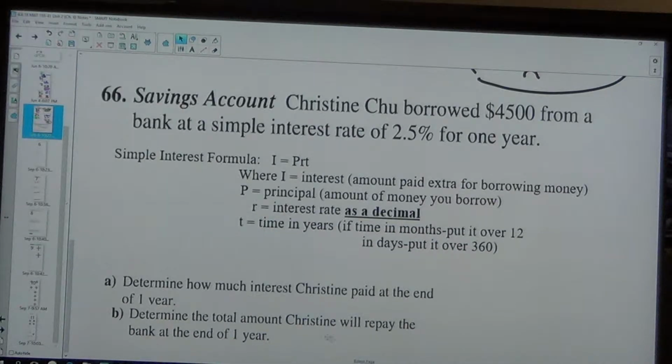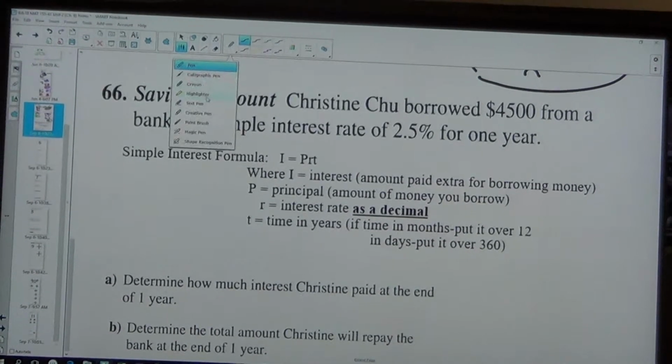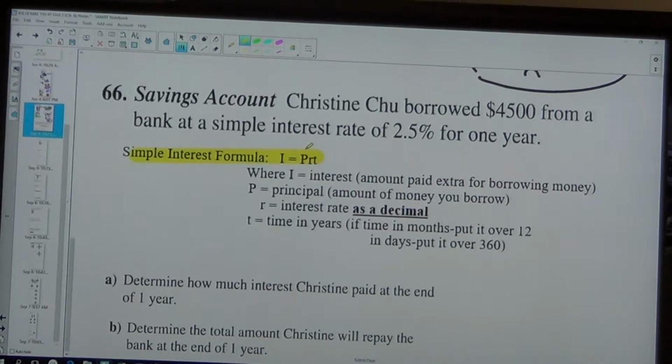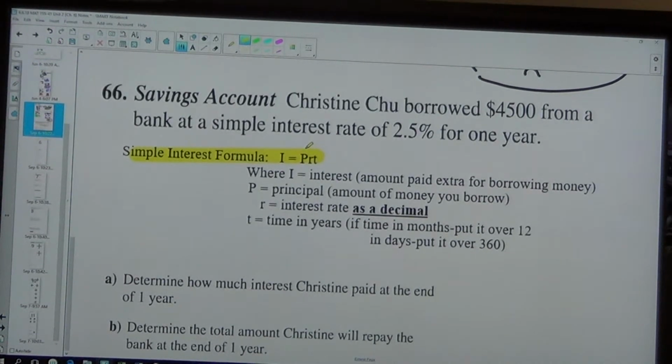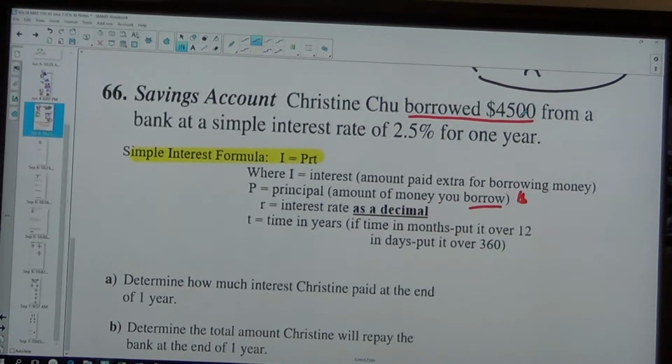Move these down so we can talk about it. So simple interest, the formula is I equals PRT. I is the interest, that's the extra amount that you pay for borrowing money. P is the principal. P is the actual money that you borrow. So in this case, our principal is going to be $4,500.